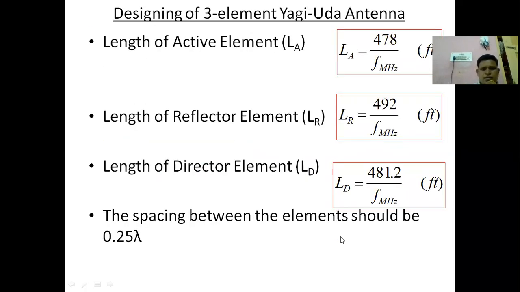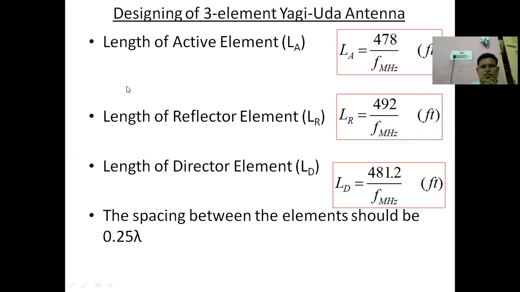Similarly, the length of the directors should be 481.2 divided by the frequency in megahertz. The spacing between the elements should be 0.25 lambda. This may vary for different designs, but normally it should be 0.25 lambda. That is about the design constraints for this three-element Yagi-Uda antenna.